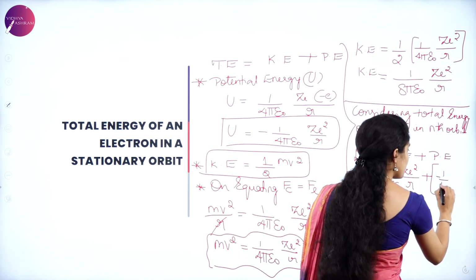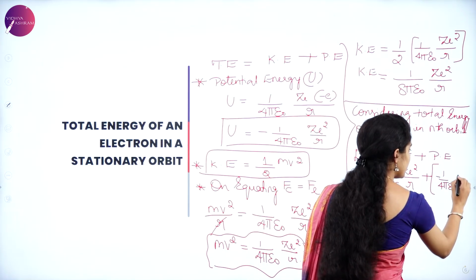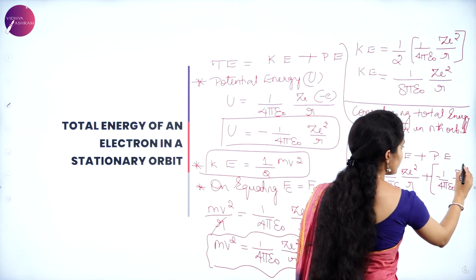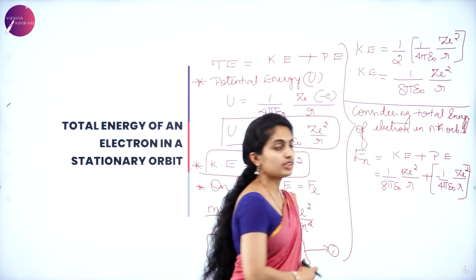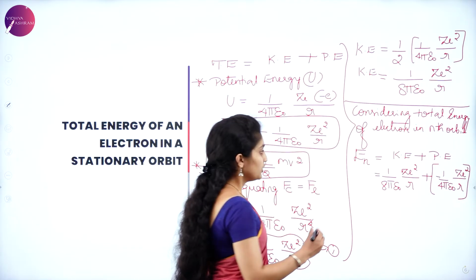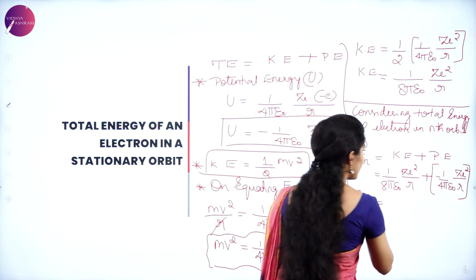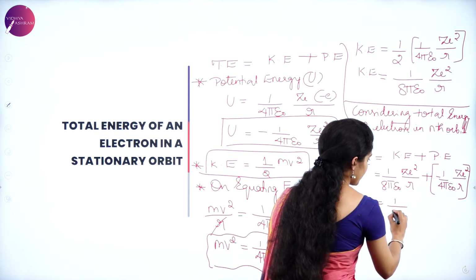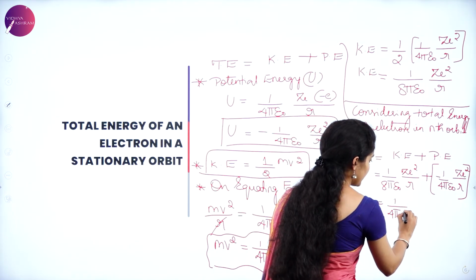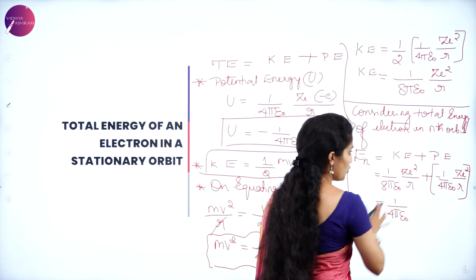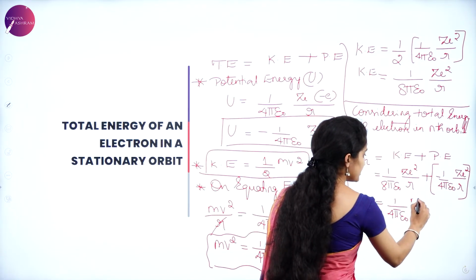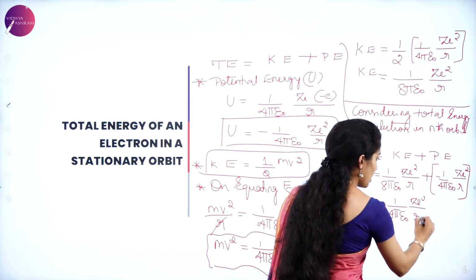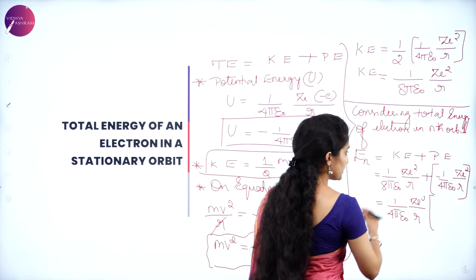Minus 1 by 4 pi epsilon naught z e square divided by r. So this is the set of equation we have. Now on taking common, 1 by 4 pi epsilon naught is common in both, and z e square is common in the two equations, divided by r.